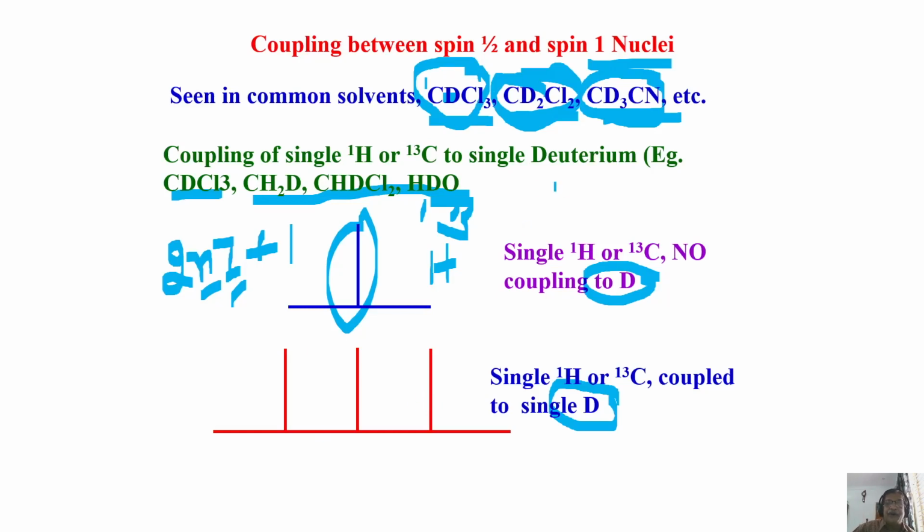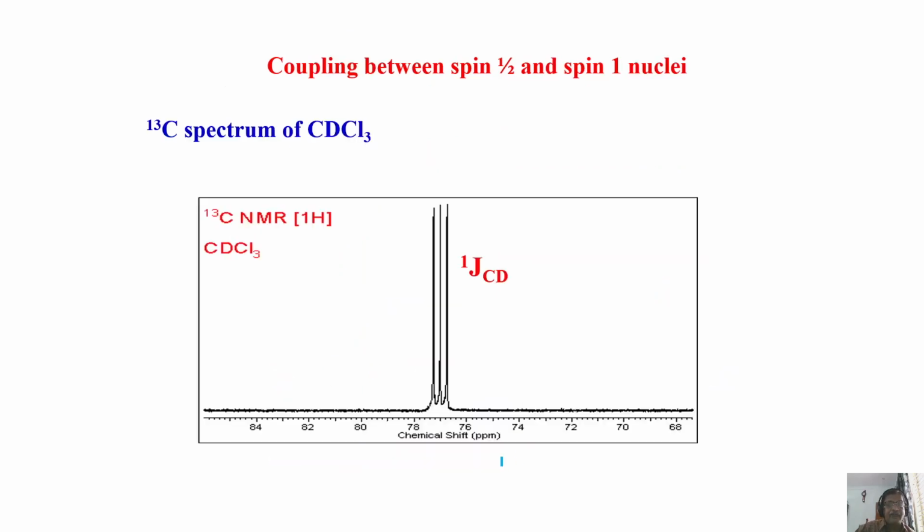But please remember, when there is one single deuterium coupled to either a proton or carbon, you will get 3 peaks of equal intensity, 1:1:1. This is a classic example you see. In the carbon-13 NMR, when you take CDCl3, the carbon-13 line will be 3 lines of equal intensity. It is due to one-bond carbon-deuterium coupling.